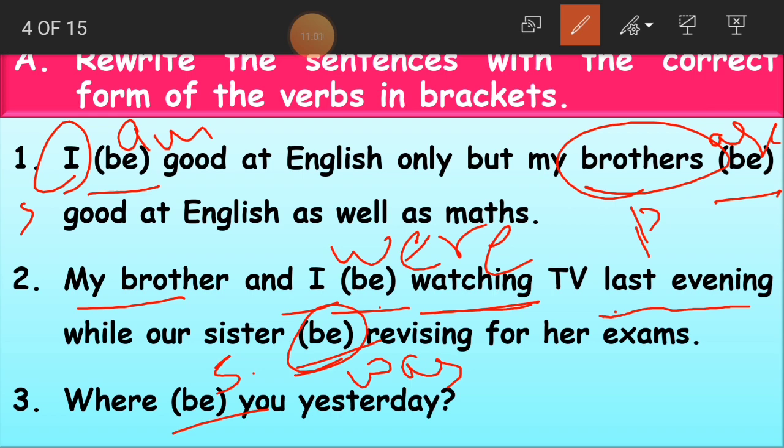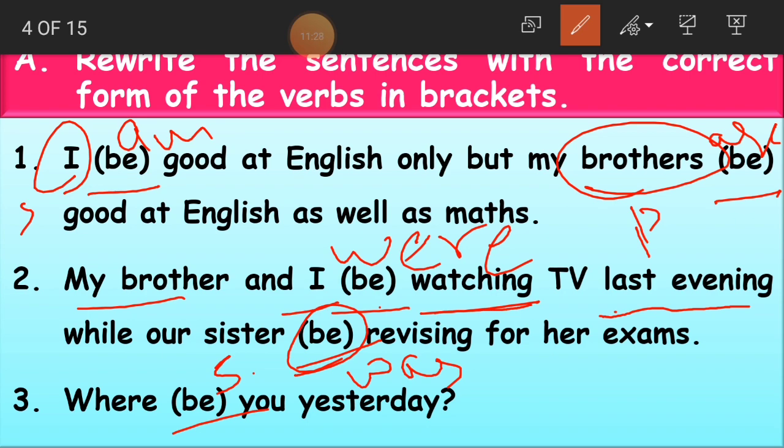Clear, children? Hope you are able to follow me. Yes, because this was in a past tense. This be verb is going to change as were, as we have plurals here, and this verb is going to change as was, as we are having singular form here. Clear? Okay.